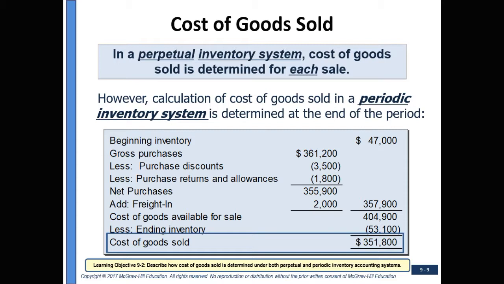Now, what has also gone on is that somebody has gone out and they have counted the inventory and they have ascertained what the ending inventory value is. We subtract that because that's still here, and we determined that we moved or had cost of goods sold of $351,800 in this specific period.